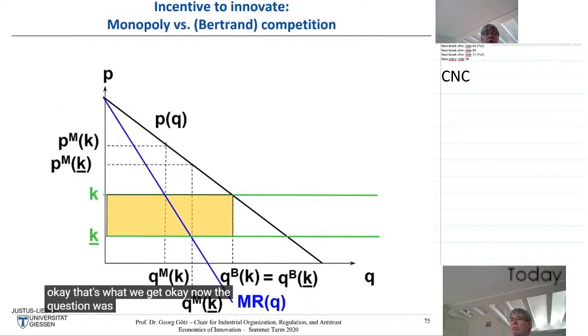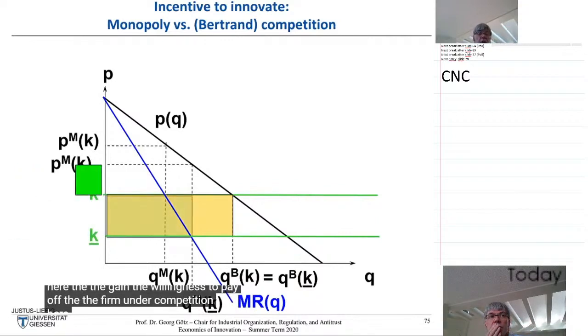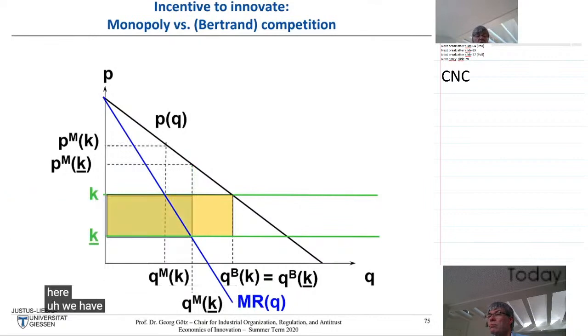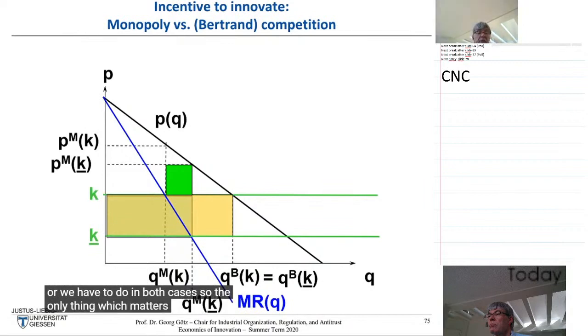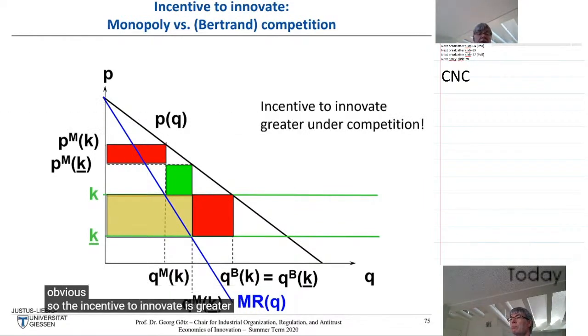Now the question was, where do we have a higher incentive to innovate? Is it under monopoly or is it under Bertrand competition? And now it should be rather clear. I just combine these two diagrams we had here: the gain, the willingness to pay of the firm under competition, these two green areas, minus the red area under monopoly. The one green area is already here, we have it in both cases. So the only thing which matters is whether these two red areas are larger than the green area, and that's obvious. So the incentive to innovate is greater under competition.